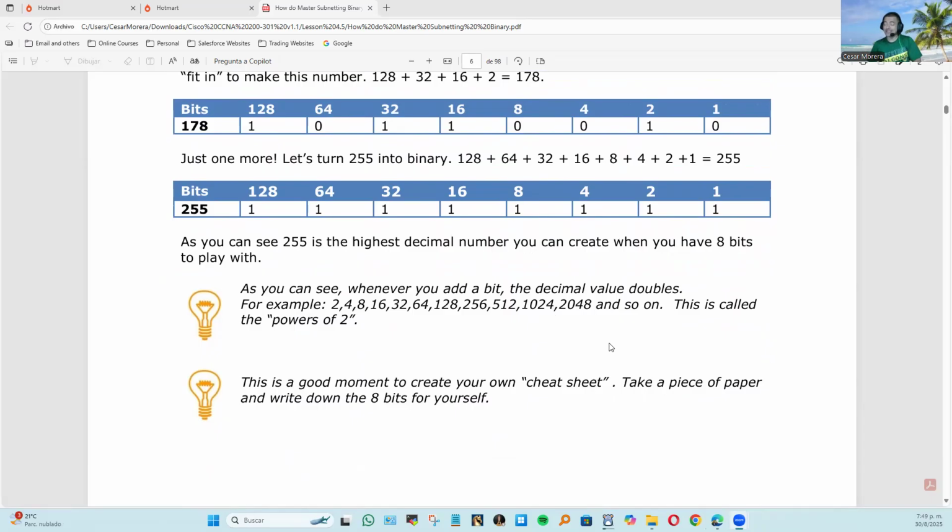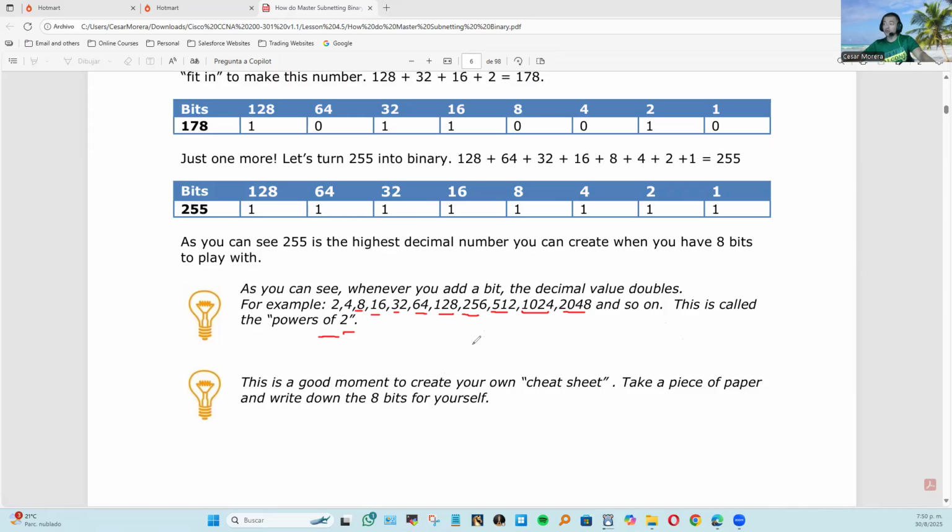Whenever you add a bit, the decimal value doubles. For example, you will have the powers of 2: 2, 4, 8, 16, 32, 64, 128, 256, 512, 1024, 2048, and so on. This is called the powers of 2.